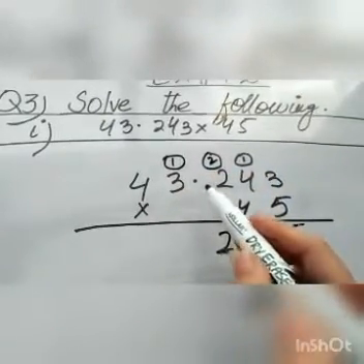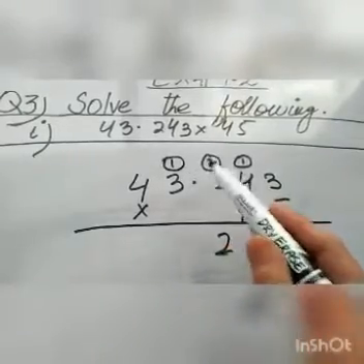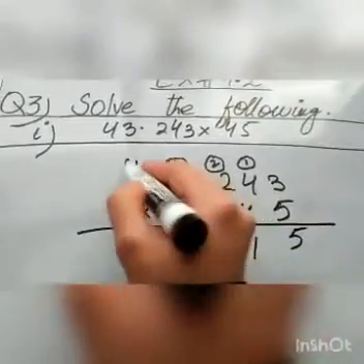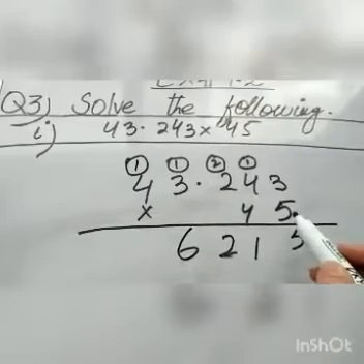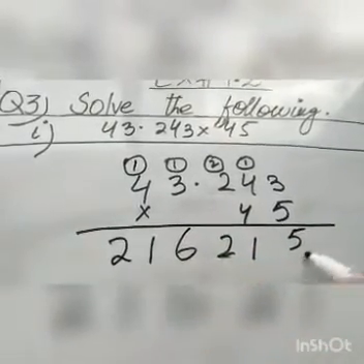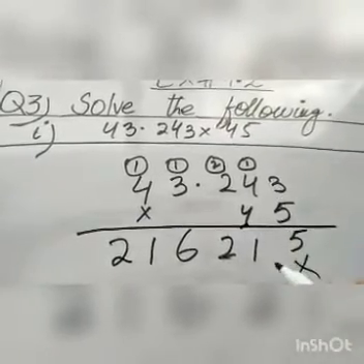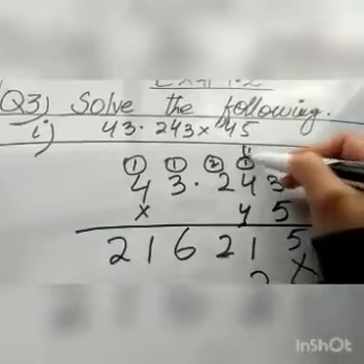5 3 times is equal to 15. 15 plus 1 is equal to 16. 1 carry over the next. 5 4 times is equal to 20. 20 plus 1 is equal to 21. The second digit from 45, that is 4. 4 3 times is equal to 12. 1 carry over the next.